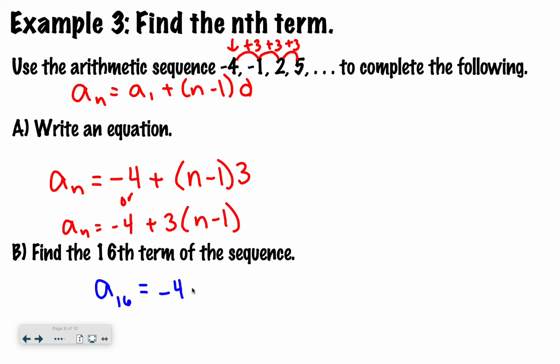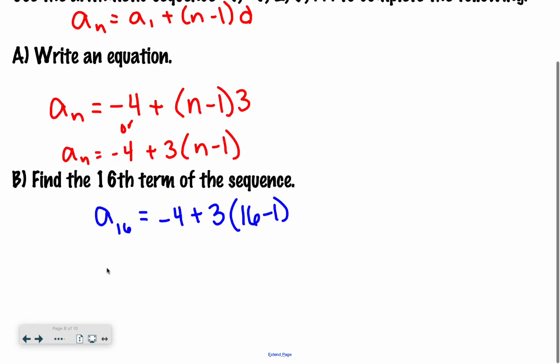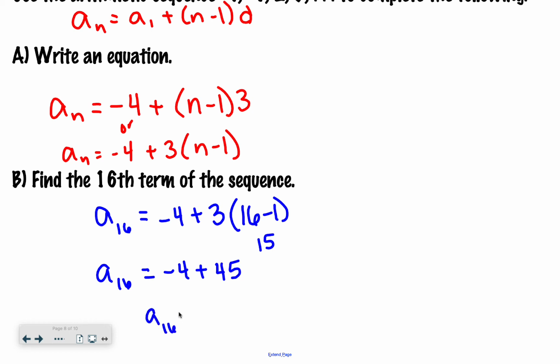So then I say -4 plus. I know you guys are more accustomed to having the number in front of the parentheses, so I'm going to stick with that. And I'm going to say 16 minus 1. Now I just have to solve from there. So I say a of 16. I don't change that because that's just like a y equals. And I say -4 plus 3, and then 16 minus 1, that's really just a 15, right? So 3 times 15 is 45. So a of 16, or the 16th term, equals -4 plus 45, which is 41.